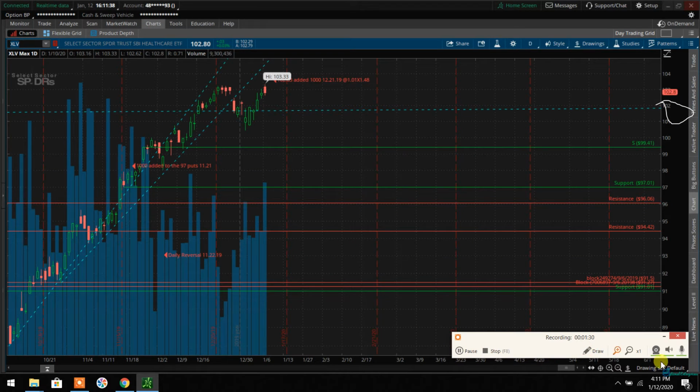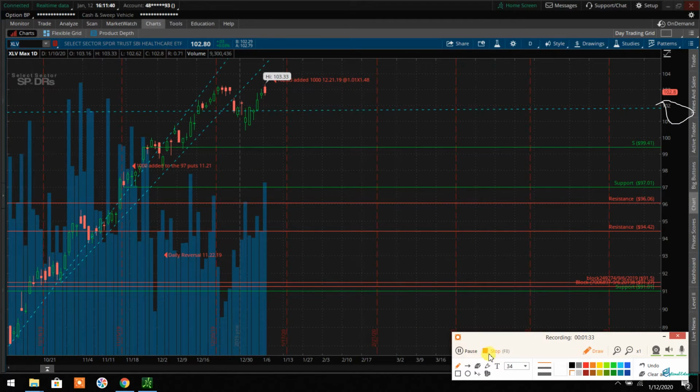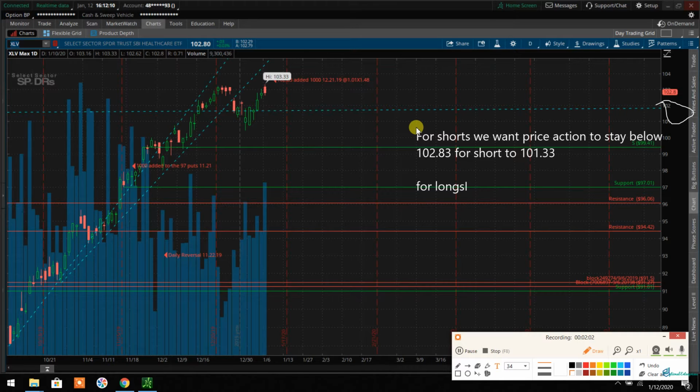So to jump back over to the chart here, for shorts, we want price action to stay below $102.83 for a short to 101.33. For longs, we want it to stay above that 102.83.